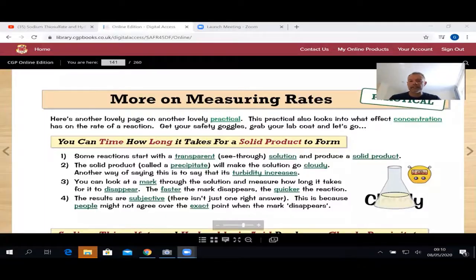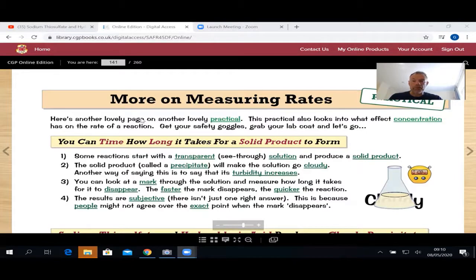What we're going to be doing today is looking at C6 rates of reaction, and we're going to be looking at the required practical. Now, in a perfect world, we would do this practical together, but we'll have to work around that at the moment. So, rates of reaction, how fast reactions go.